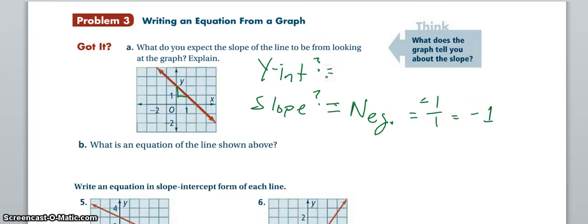Now my y-intercept, just where my line crosses the axis, well, that is at the point of 2. So then if I want to write the equation, go ahead, pause the video for a second, write your equation in the y equals mx plus b form.